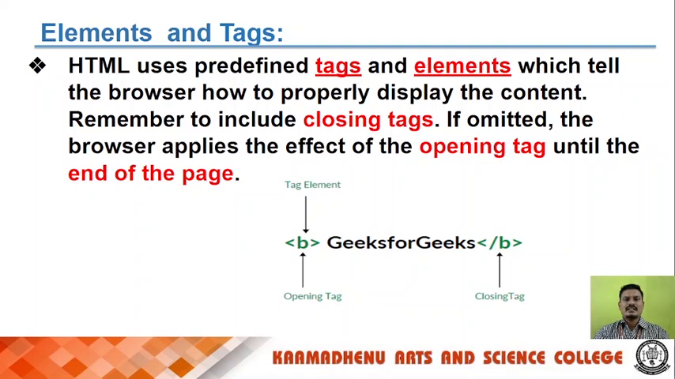Next, elements and tags. HTML uses predefined tags and elements which tell the browser how to properly display the content. Remember to include closing tags. If omitted, the browser applies the effect of the opening tag until the end of the page. This is an example of an element and tag. There is a bold tag with the opening tag and the closing tag. There is a tag element called b.